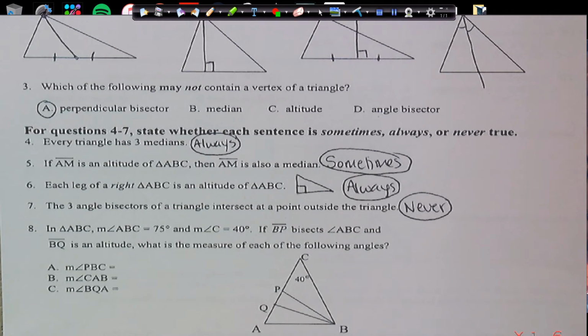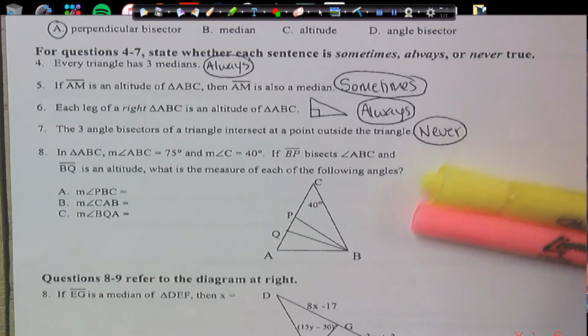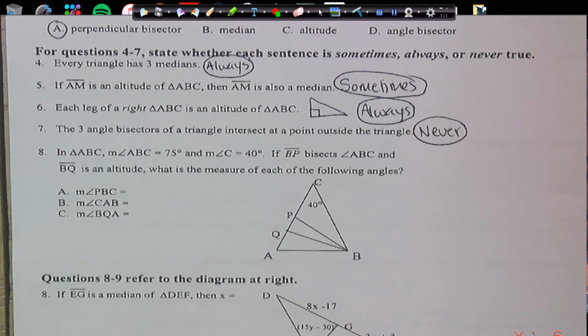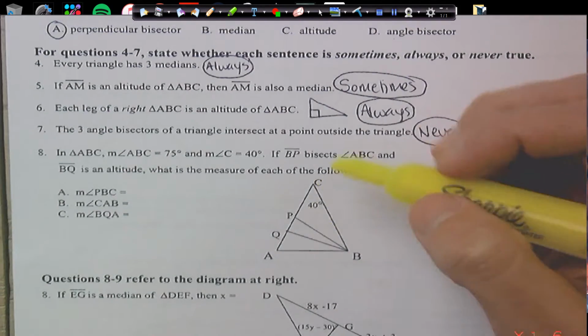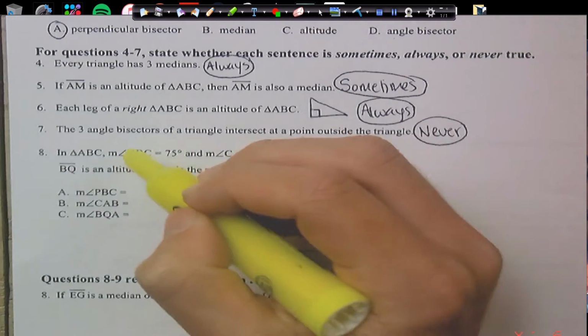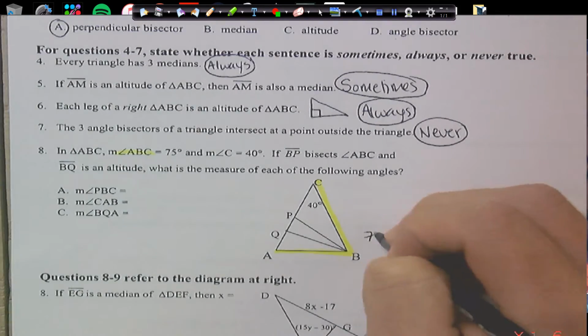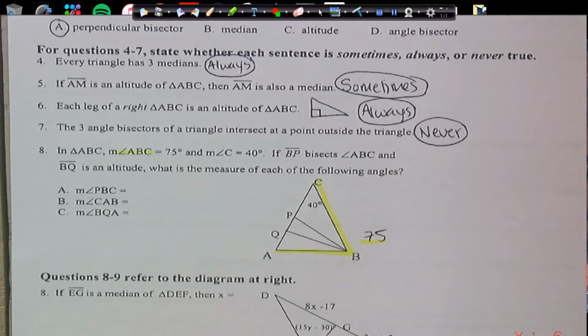Number 8, we get to some interesting problems here, and I have my trusty rusty highlighters, and they're going to help us. Angle ABC is 75 degrees, so right there in the yellow, we have 75 degrees. So I'm going to just write 75 and put that in yellow. Angle C is 40 degrees, which is given to us, and it says BP bisects angle ABC. PQ is an altitude. What is the measure of each angle?